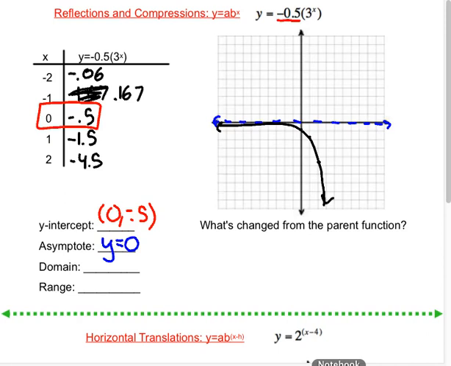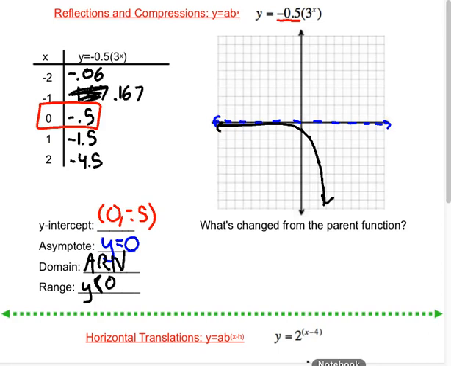Domain. The domain is always going to be all real numbers. There's no restrictions on the x's we can use. The range. Well, let's talk about the range. We're comparing it to 0, but notice now my graph goes underneath my asymptote. The graph is dropping underneath it. So now my y's are going to be strictly less than 0. Remember, it can't actually be 0. It's going to be strictly less than 0.